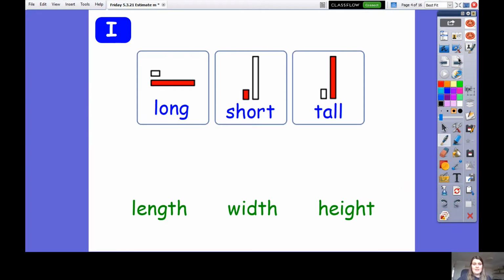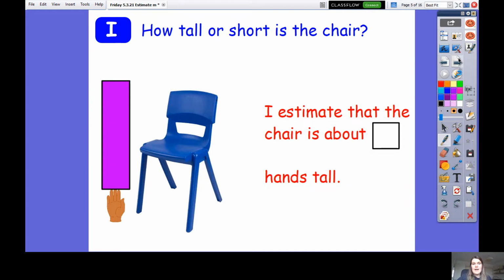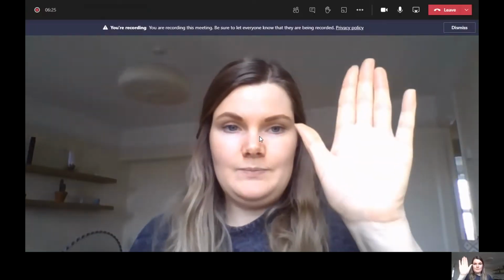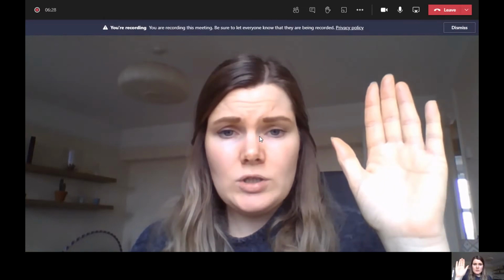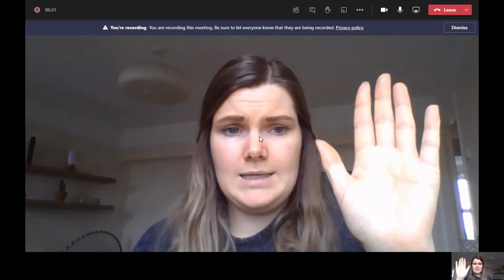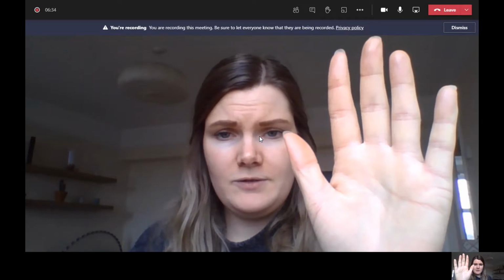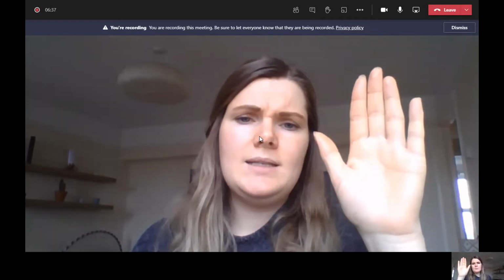Okay, so we're going to be looking at length, which is how long or short something is, and height, which is how short or tall something is. So can you say long, short, tall, length, height? Fantastic. So we're looking at how tall or short this chair is. Okay, and we're going to be using something called hands measurement. Here's your hand. Can you put your hand up for me? Now this is a non-standard unit of measure, because if you hold up your hand might be a very different size to my hand, but they're going to be roughly similar sizes.